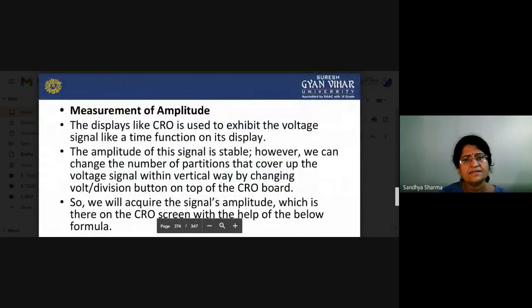First of all, we will see how you can measure the amplitude when you are given any type of sinusoidal signal. A display like a CRO is used to exhibit the voltage signal as a function of time on its display. The amplitude of this signal is stable, however we can change the number of divisions that cover the voltage signal in the vertical direction by changing the volts per division knob on the top of the CRO board. Amplitude of the signal being stable means that whatever input signal we give to our screen, it is stable.